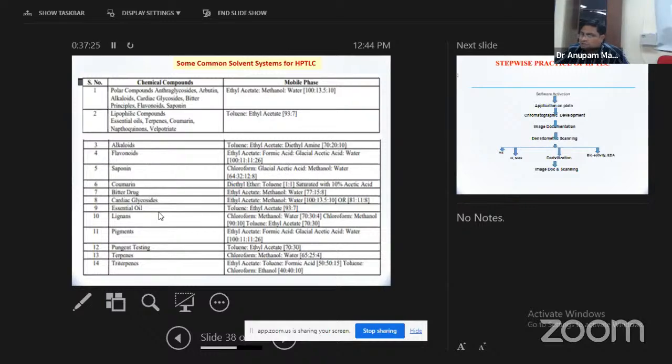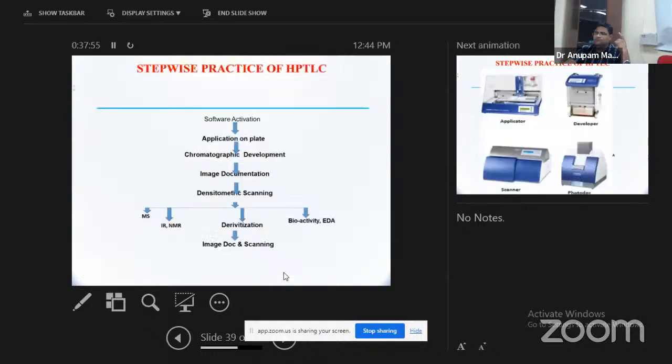Like this, for essential oils, toluene, ethyl acetate. The essential oil is a very non-polar component, so toluene ethyl acetate is the best solvent, and you can get good separation. In case of triterpene, ethyl acetate, toluene, formic acid in a ratio of 5 to 5 to 15, or you can use toluene, chloroform, methanol. And after seeing the plate, you can use acid and base modifiers. Acid modifiers are acetic acid and formic acid, and base modifiers are diethylamine and ammonia.